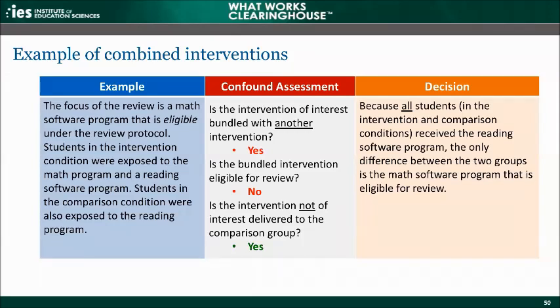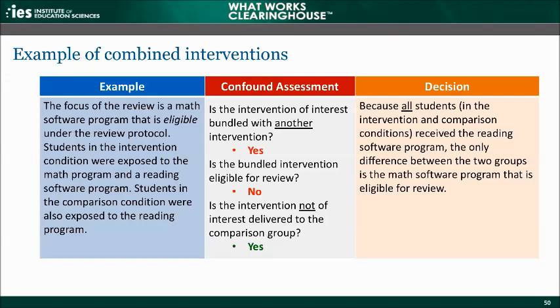Now here's the second scenario where we want to disentangle the effect of the review eligible intervention from the review ineligible intervention. So notice how this is done. The focus of the review is a math software program that is eligible under the review protocol. Students in the intervention condition were exposed to the math program and a reading software program. Students in the comparison condition were also exposed to the reading program.